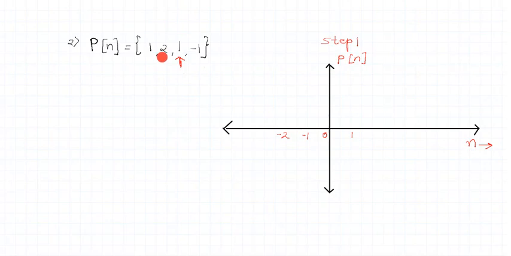The moment you put an arrow here, what is the meaning? The meaning is that this particular sample appears at 0. So if this sample appears at 0, this particular sample must appear at -1, this will appear at -2, and this particular sample will appear at +1. Did you understand the position?